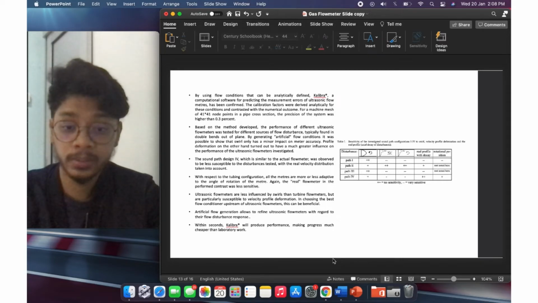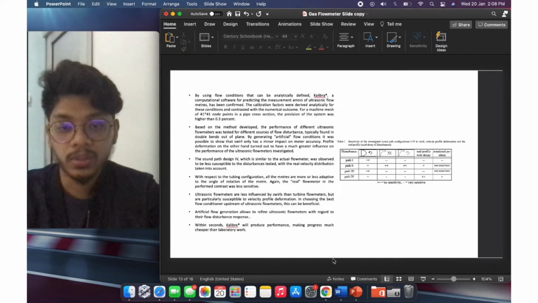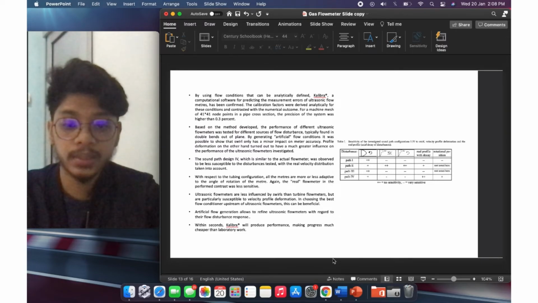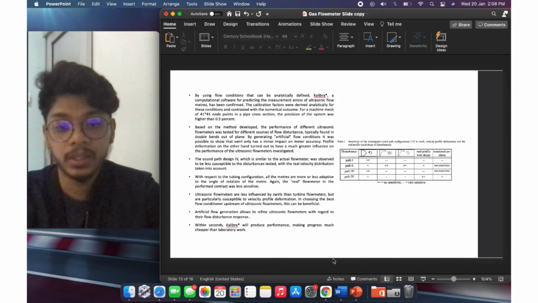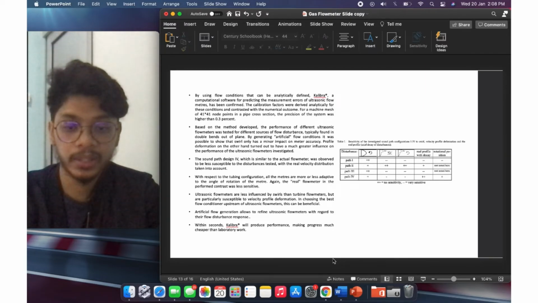Based on the method developed, the performance of different ultrasonic flow meters was tested for different sources of flow disturbance, typically found in double bends out of plane. By generating artificial flow conditions, it was possible to show that swirl only has a minor impact on meter accuracy. Profile deformation, on the other hand, has turned out to have a much greater influence on the performance of the ultrasonic flow meter. The sound pulse design, which is similar to the actual flow meter, was observed to be less susceptible to the disturbance test with the real velocity distribution taken into account.